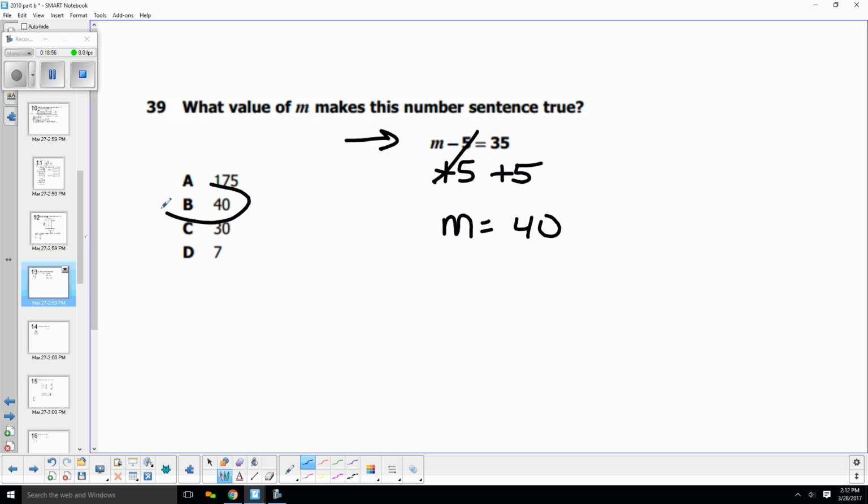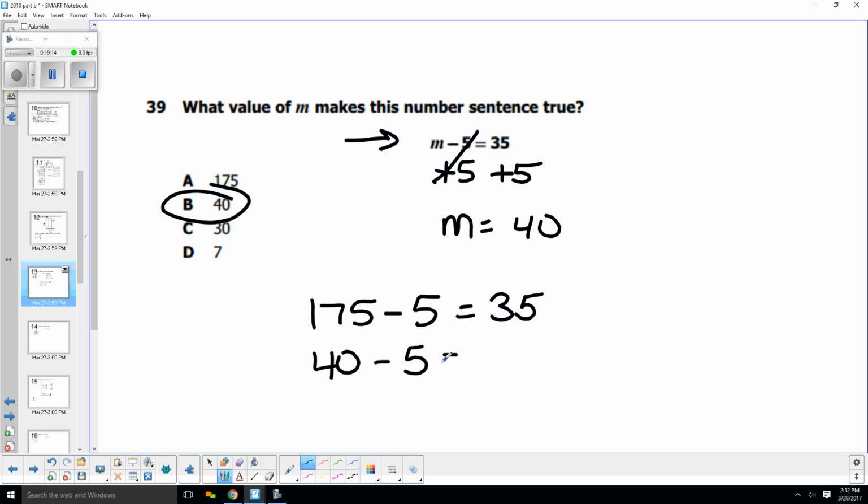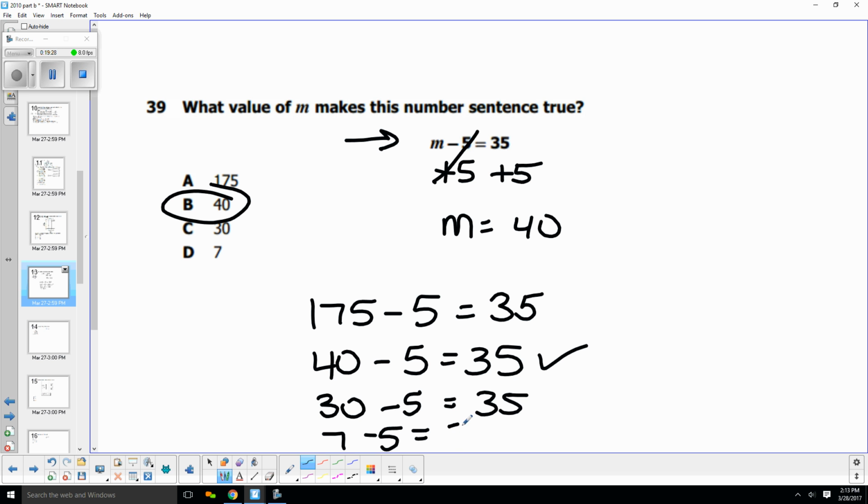Now, the other thing you could have done was plug each number in for M and make that true. So you could have said 175 minus 5 is what? 170. Does that equal 35? No. I could put in 40 minus 5. What does that equal? So that statement is now true, right? What if I plugged in 30 minus 5? So that's not true. And what if I plug in 7? And so that one's not true because it wouldn't be 35. Okay? So even if you plug in, your answer would be B.